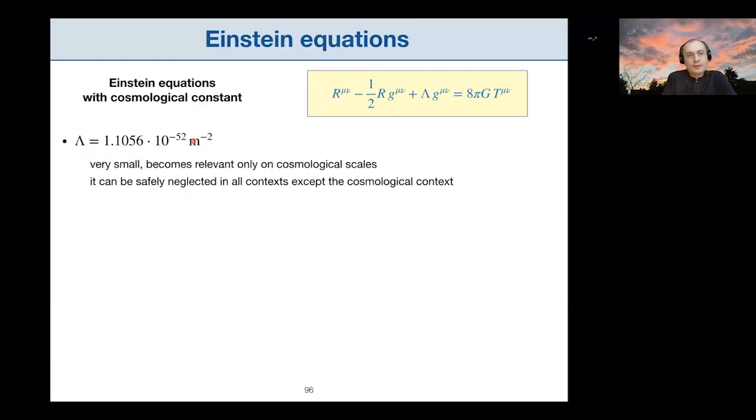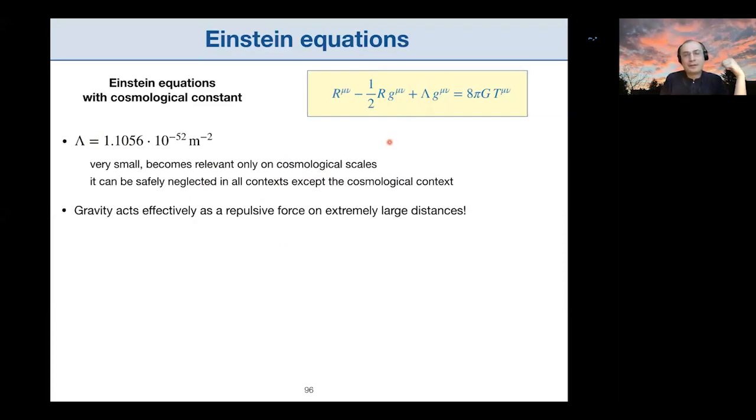The current value we need is of the order of 10 to the minus 52 per meter squared. That's a very small number. It becomes relevant only on cosmological scales. So unless you're dealing with the universe as a whole, or the largest possible distances in our universe, you don't need to worry about lambda all that much. In particular, when you consider simply stellar physics or the physics of a galaxy, this term can be safely neglected. So still a lot of people work with Einstein equations without lambda, and that's justified.